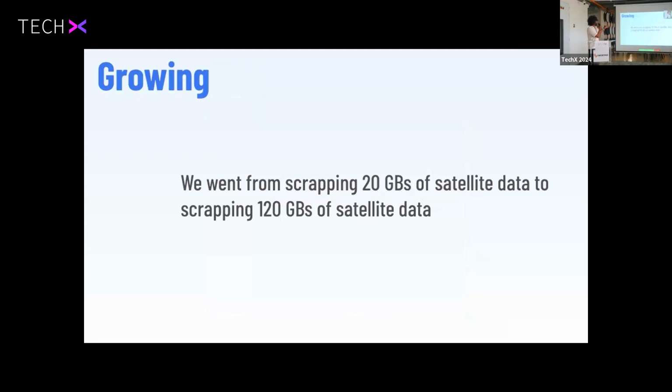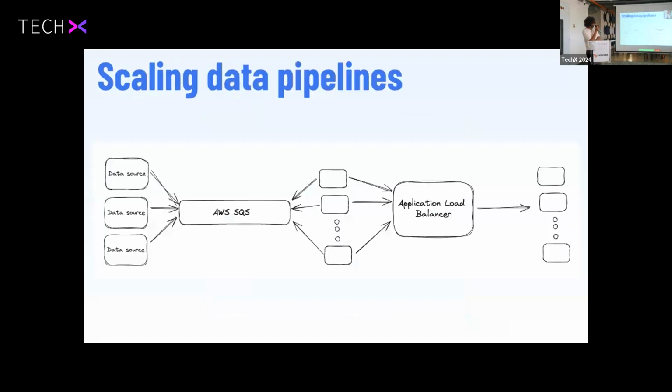So this is where we went. We cracked the deal with the government of USA. We were scraping about 20 GBs of satellite data, and then we started scraping about 120 GBs of satellite data, right? So this increase is what caused the Lambdas to start timing out. And then this is what we eventually did.